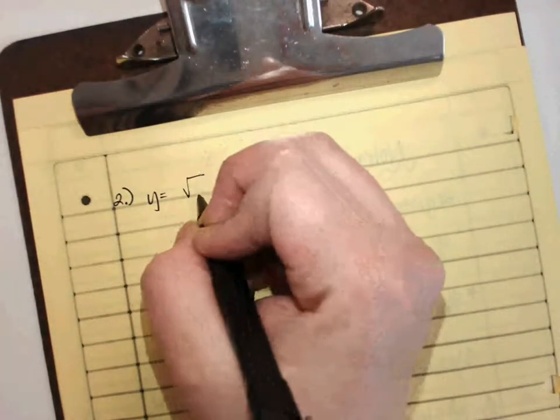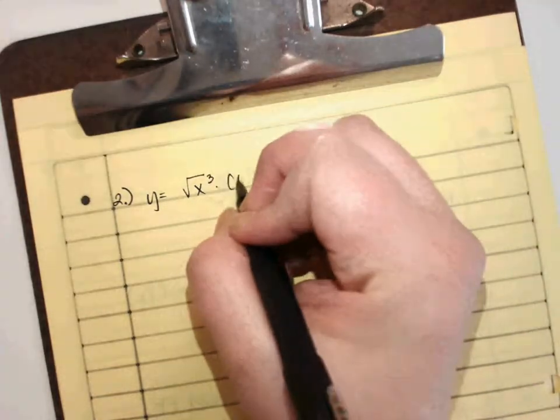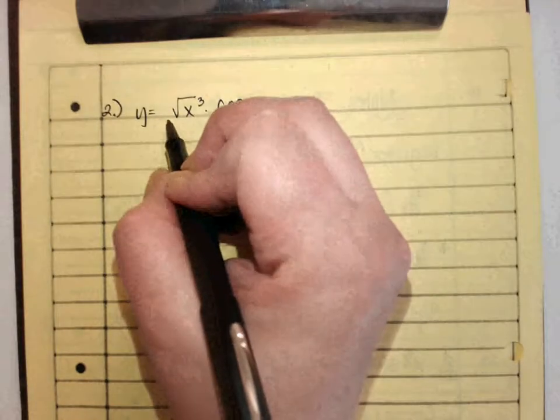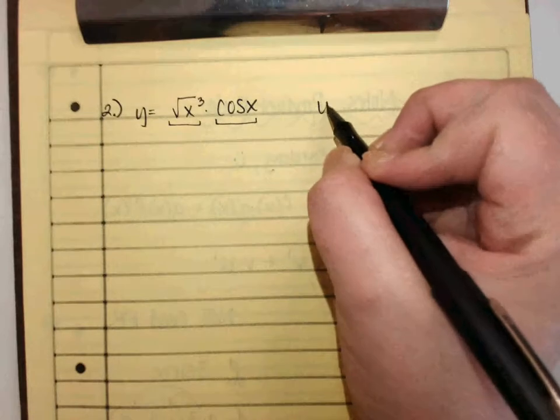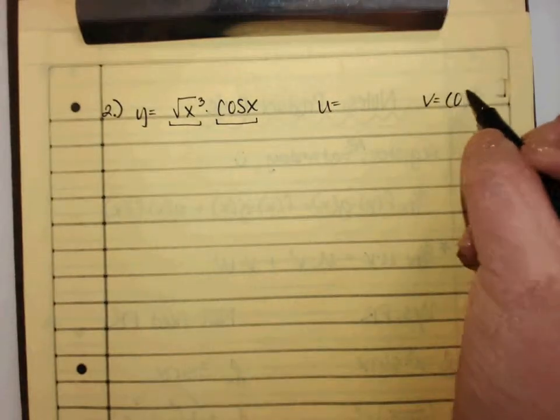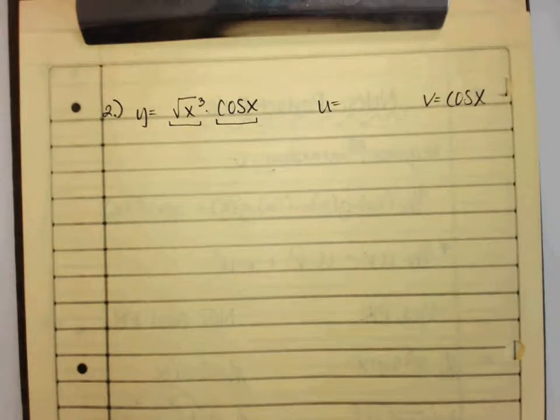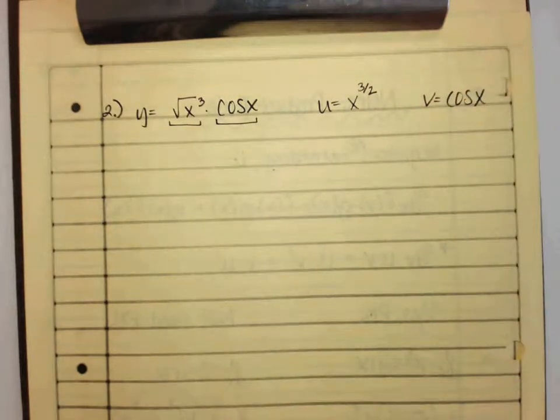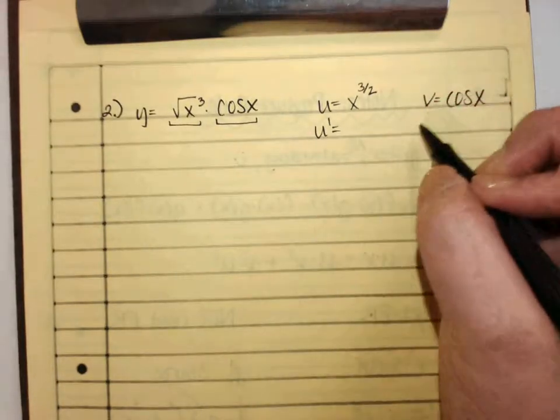All right, next one. Number 2. We're going to take the derivative. y equals the square root of x cubed times cosine x. Underline each part of your product. This is the first part, this is the second part. When I write my u, the square root of x cubed, how can I make that like a power? Make it x to the what? 3 halves. So remember, I put the power on top, which is 3, and if it's a square root, that's a 2 root. Okay? So u prime and v prime.